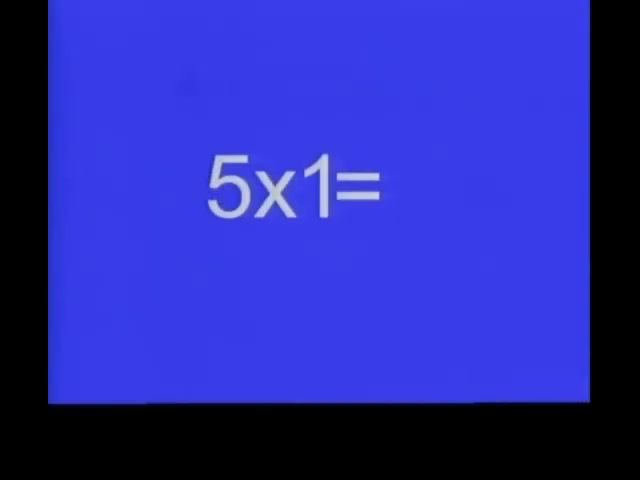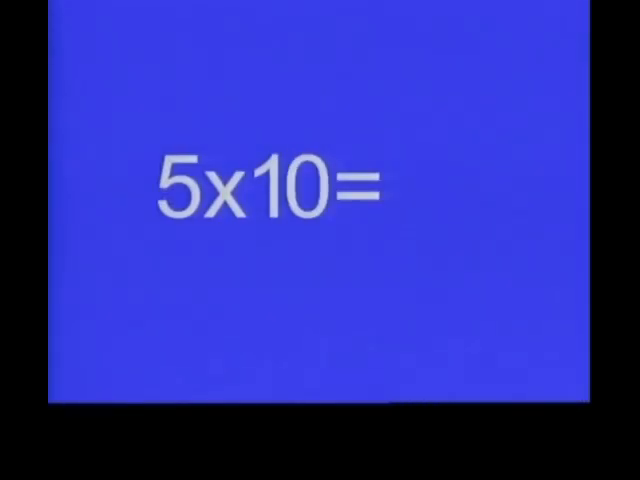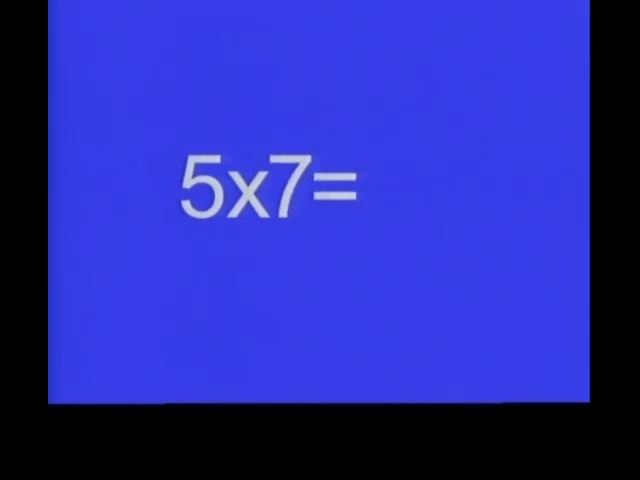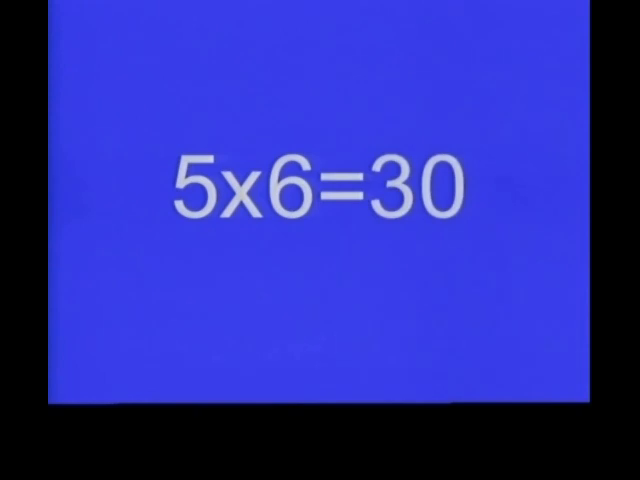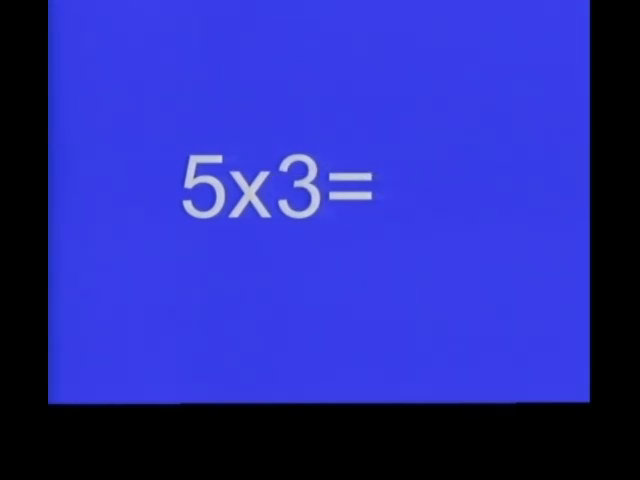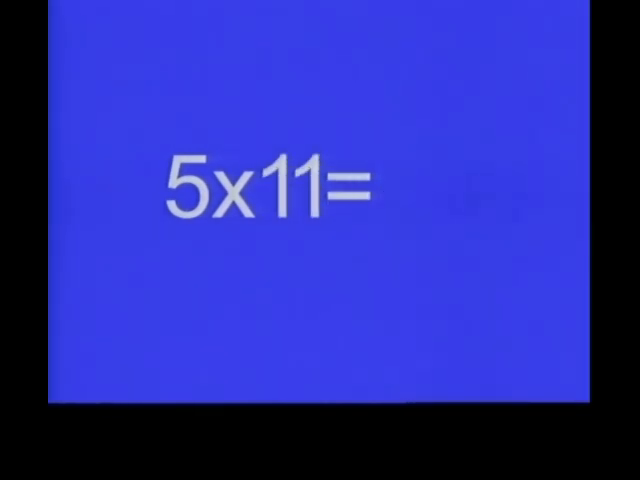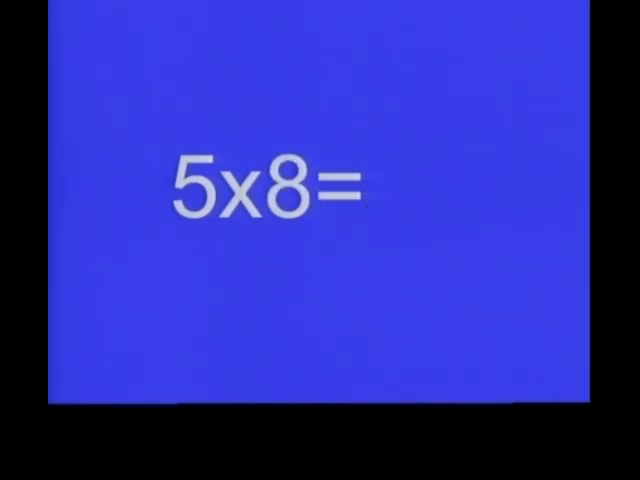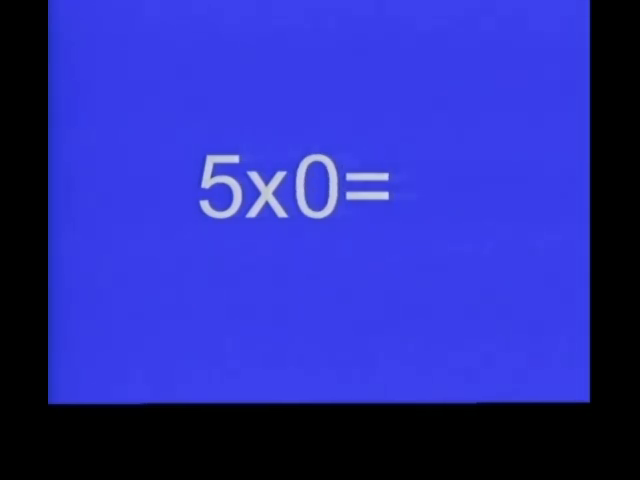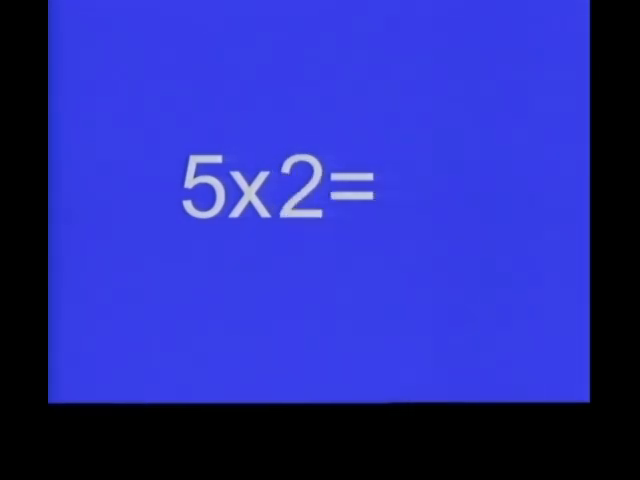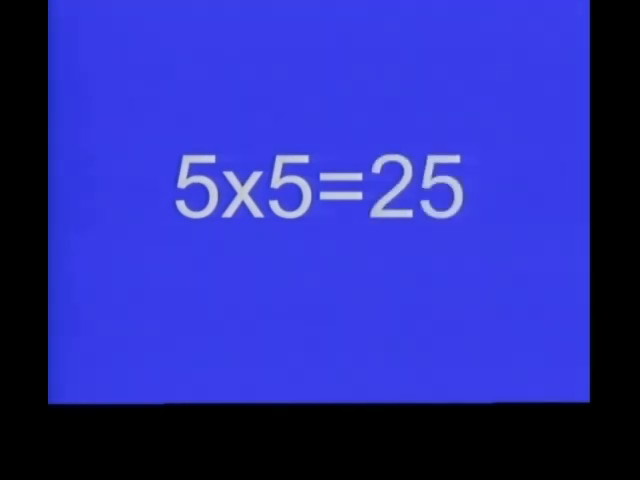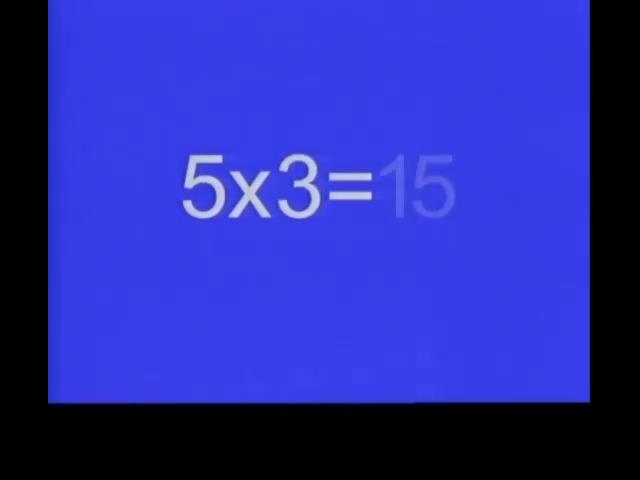5 times 1 is 5. 5 times 10 is 50. 5 times 12 is 60. 5 times 7 is 35. 5 times 6, 30. 5 times 3 is 15. 5 times 9, 45. 5 times 11, 55. 5 times 8, 40. 5 times 0, 0. 5 times 2, 10. 5 times 5, 25. 5 times 3 is 15.